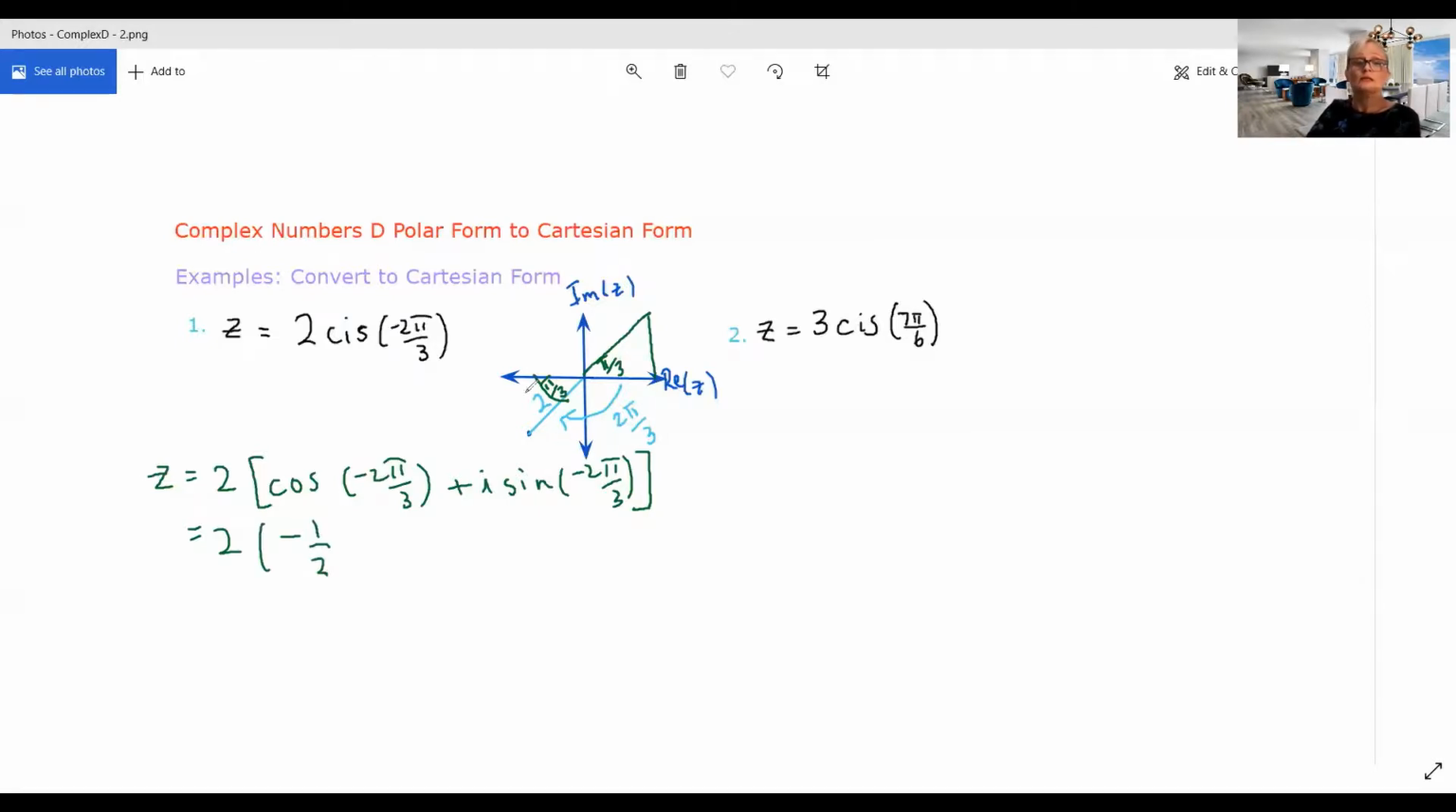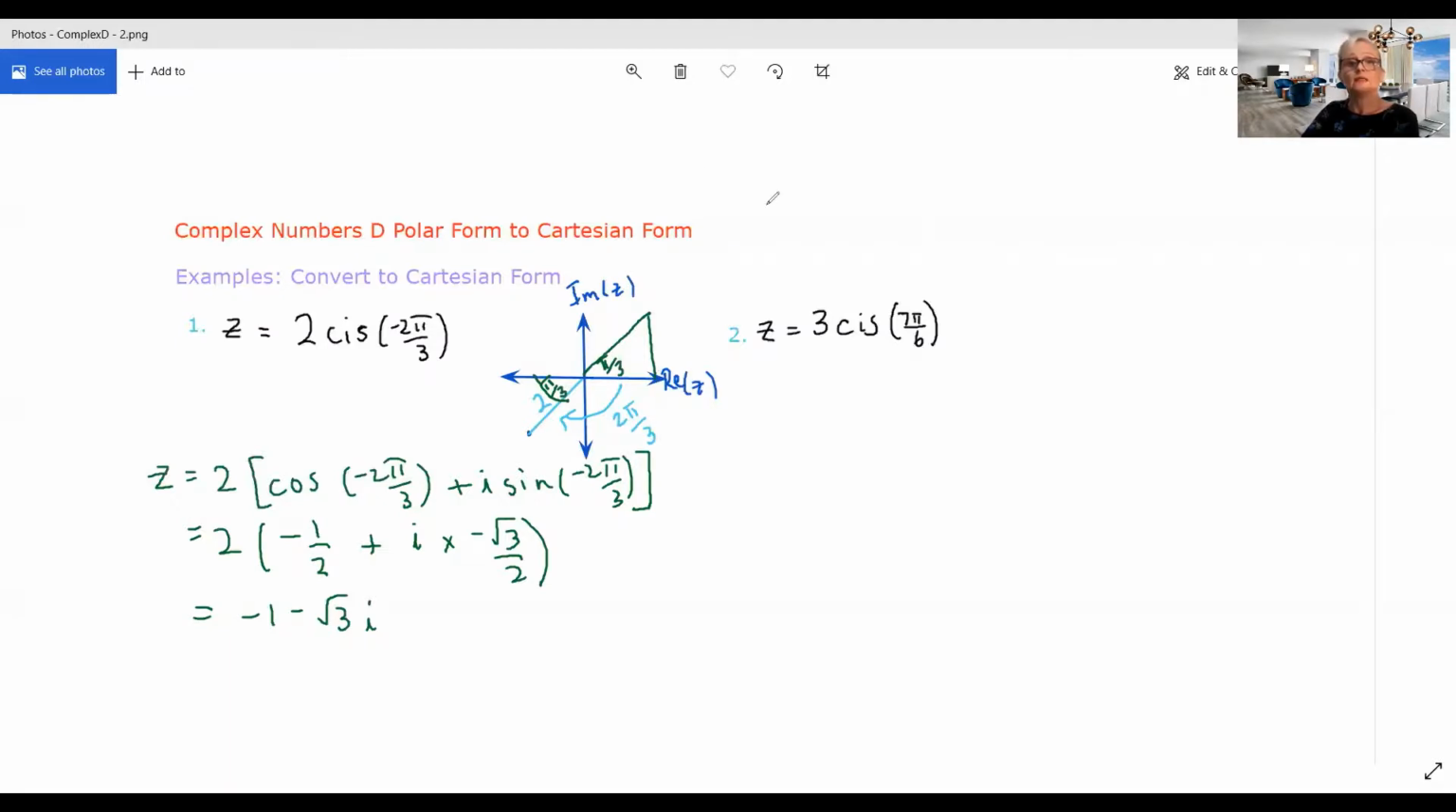All right. Sine of negative pi on 3 will be the same in magnitude as sine of pi on 3, which is root 3 on 2, but it will also be negative. Then we can just multiply through by our 2 and we end up with negative 1 minus root 3i. Does that make sense? Yes, we've got a negative real part and a negative imaginary part, so all good there. Okay, let's have a look at our next example.